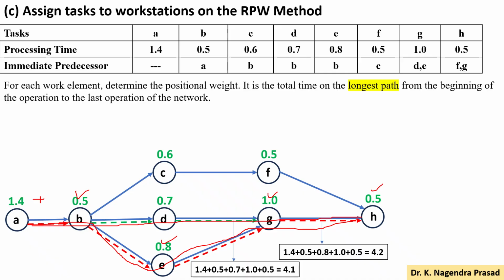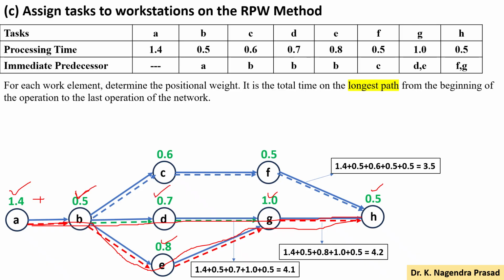In this path, the positional weight is 1.4 plus 0.5 plus 0.7 plus 1.0 plus 0.5. So in this path, the positional weight is 4.1.